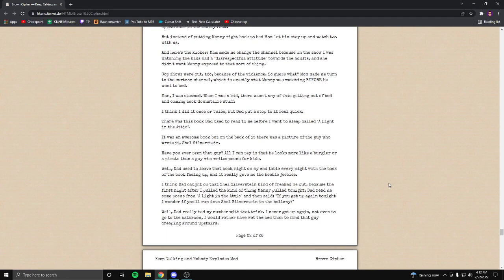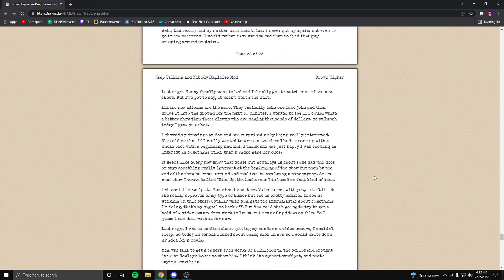I think Dad caught on that Shel Silverstein kind of freaked me out, because the first night after I pulled the kind of thing Manny pulled tonight, Dad let me read some poems from A Light in the Attic, and then said, "If you get up again tonight, I wonder if you'll run into Shel Silverstein in the hallway." Well, Dad really had me with that trick. I never got up again, not even to go to the bathroom. I would rather have wet the bed than to find that guy creeping around upstairs.